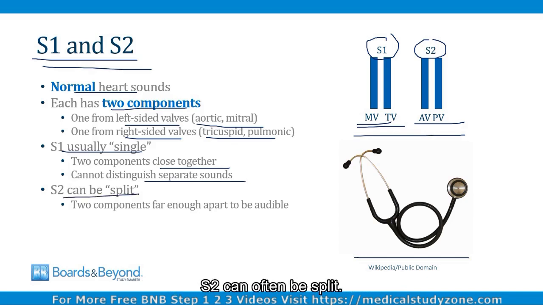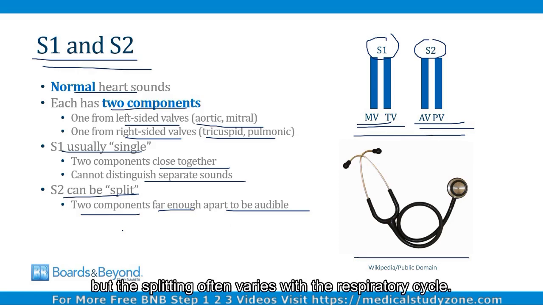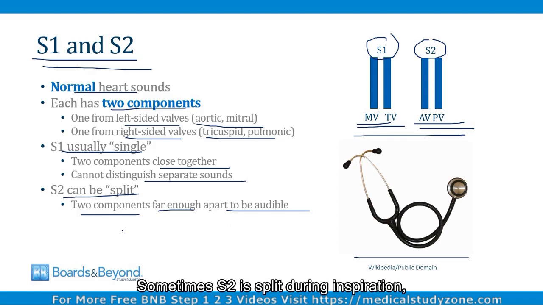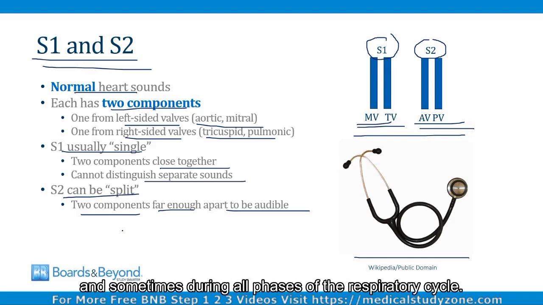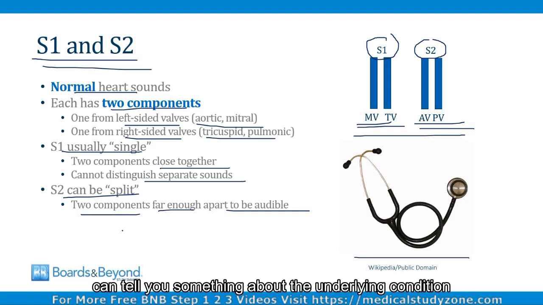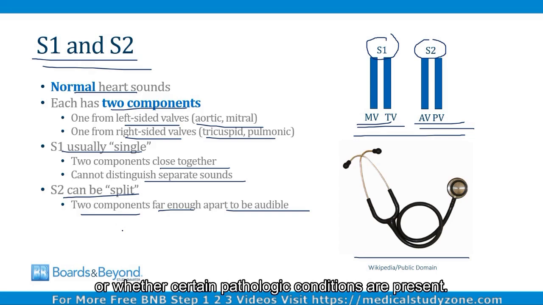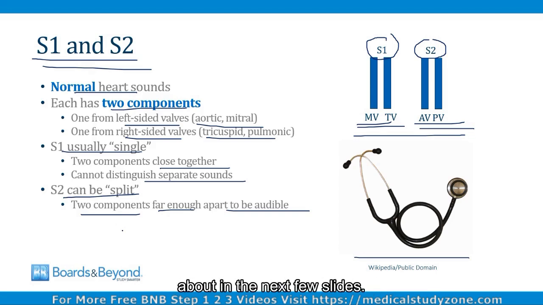S2 can often be split. The two components of S2, the closure of the aortic and pulmonic valves, are often far enough separated by time so that they're audible with your ear. Not only can S2 be split, but the splitting often varies with the respiratory cycle. Sometimes S2 is split during inspiration, sometimes during exhalation, and sometimes during all phases of the respiratory cycle. And that pattern of S2 splitting, how it changes with the respiratory cycle, can tell you something about the underlying condition of the heart, whether it's normal or whether certain pathologic conditions are present. And that's what we're going to talk about in the next few slides.